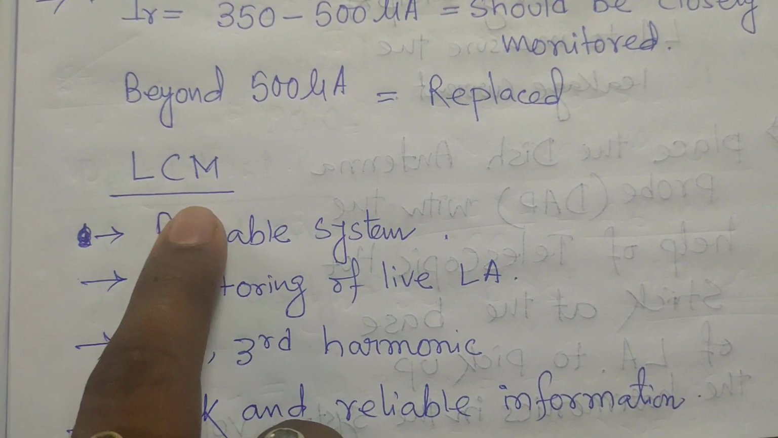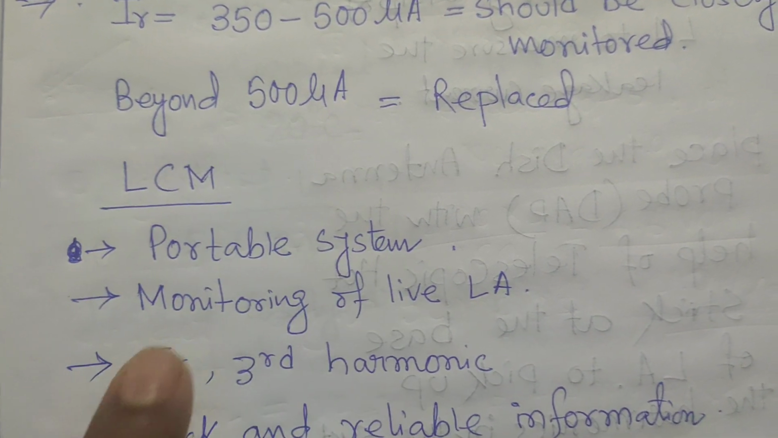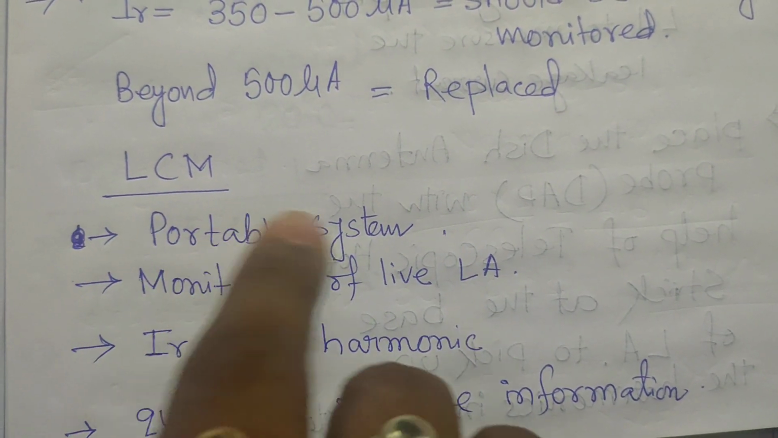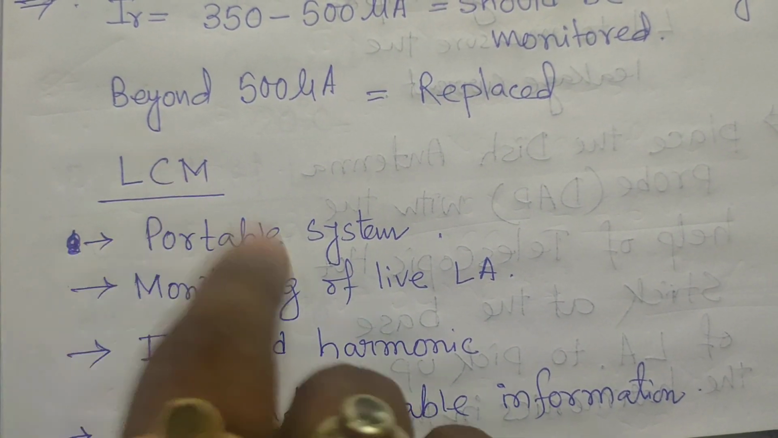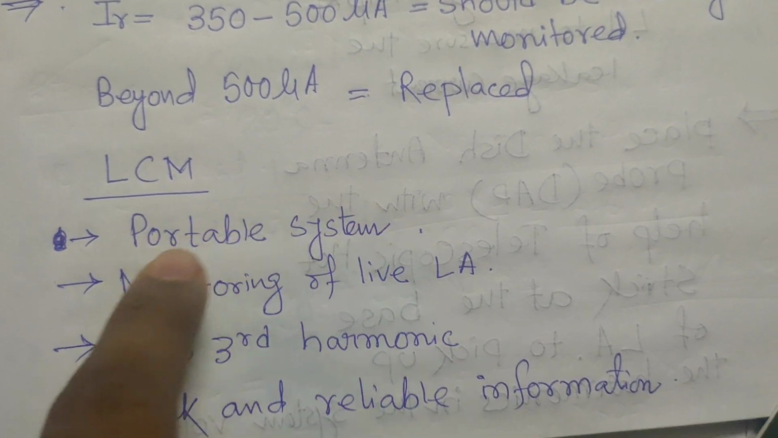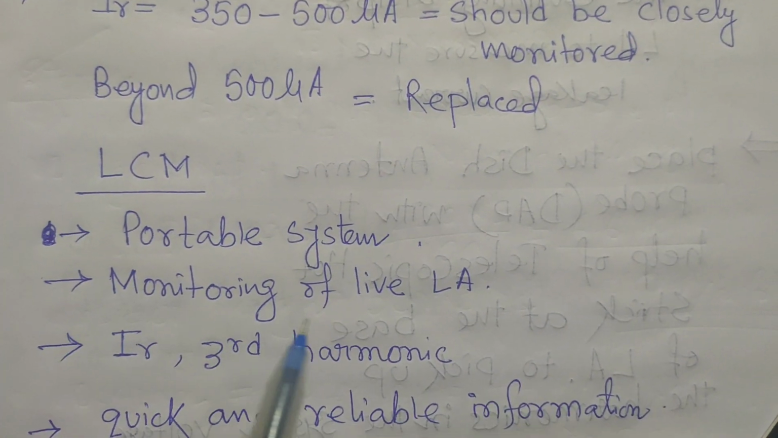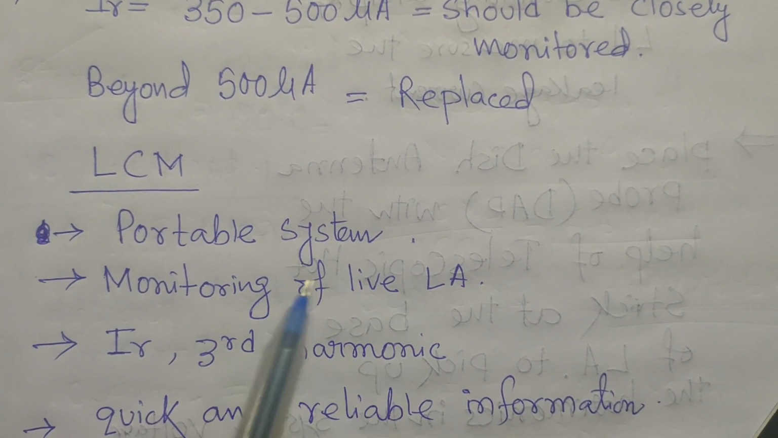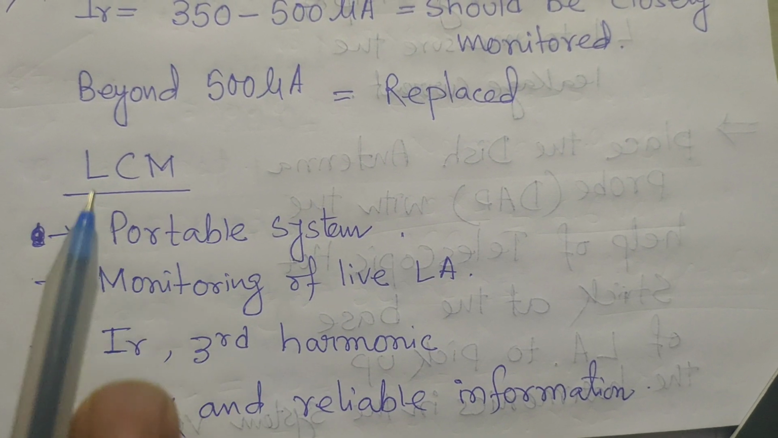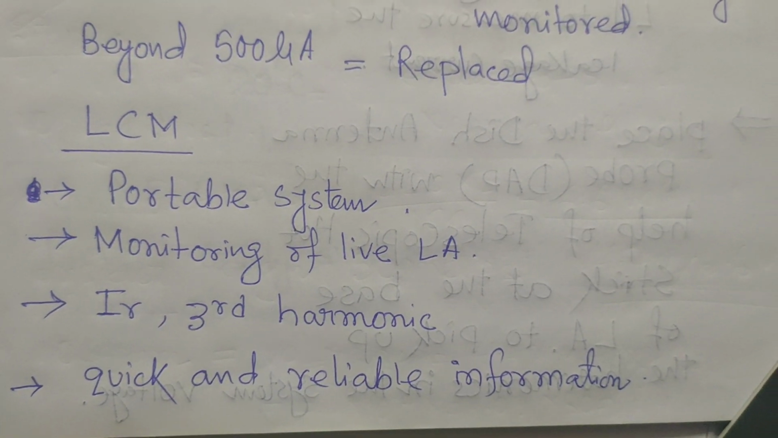So what is LCM? LCM is the leakage current measurement machine. It is a portable system. You can easily transport the machine from one substation to another, or from one power plant to another. You can monitor the live LA, its IR and third harmonic calculations with the help of the LCM. You can do it easily, and you will get quick and reliable information.